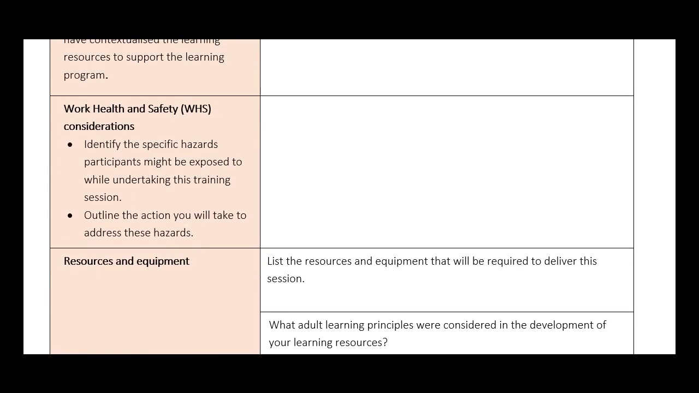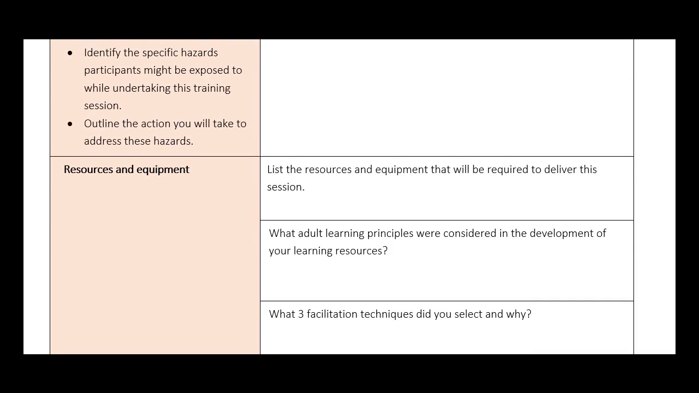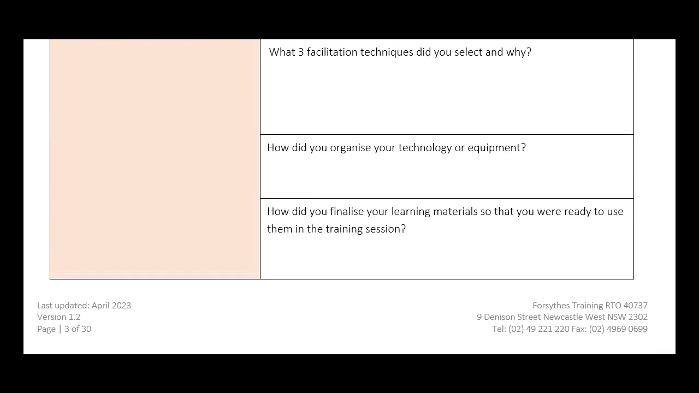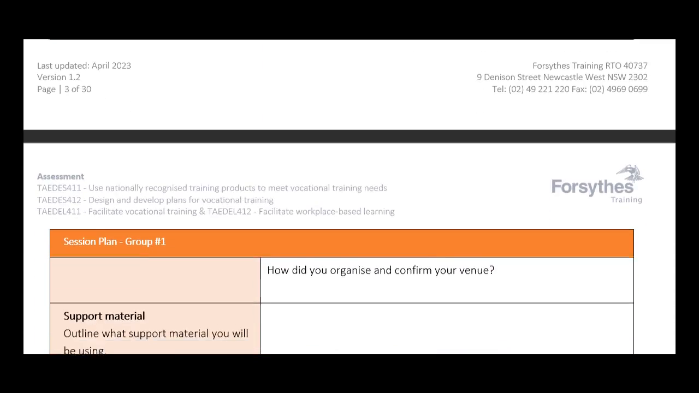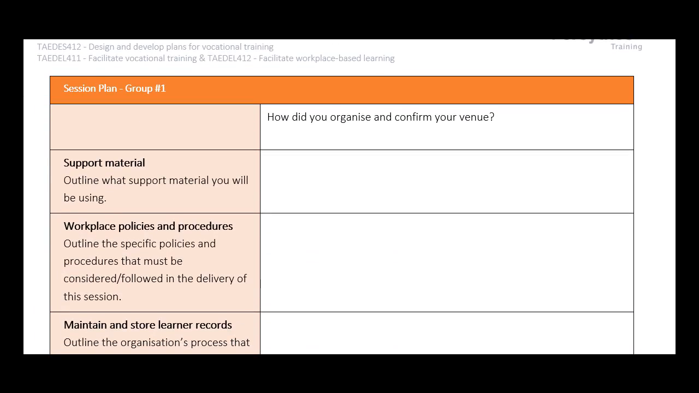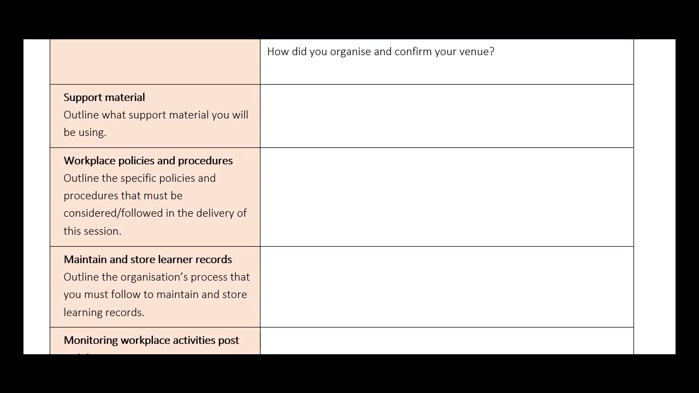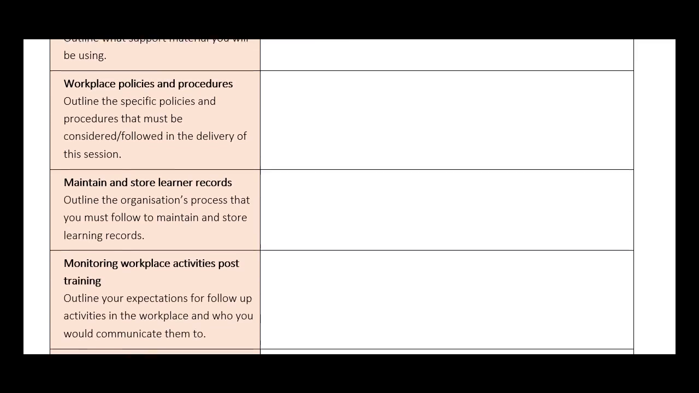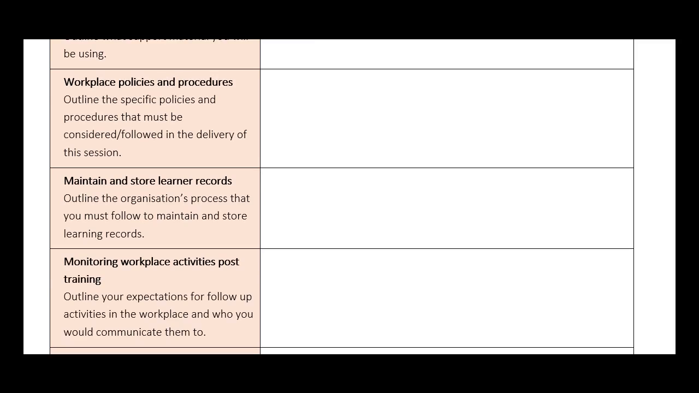Then we look at work health and safety considerations and hazards, and our resources: how we've planned them, how they meet adult learning principles, and how you organised to ensure that they were in good working condition prior to the session. We then look at your support material, things like policies and procedures, handouts, PowerPoints, those sorts of things. And again, your workplace policies and procedures, which you filled in earlier, so you can copy and paste that over.